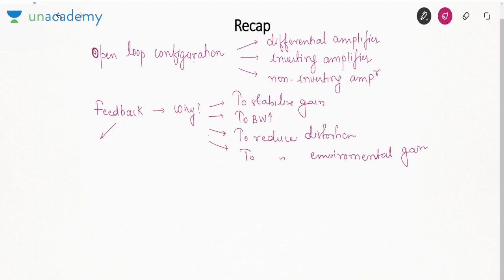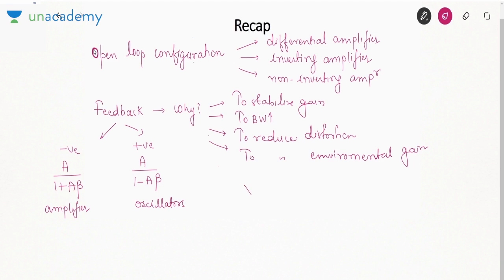We saw that there are two types of feedback. One was negative feedback, other was positive. Negative feedback was when we were connecting feedback at the inverting terminal, and positive feedback when feedback is connected at the non-inverting terminal. In negative feedback, the gain became A by 1 plus A beta. In positive feedback, it became A by 1 minus A beta. I told you this will be used in case of amplifiers, and this will be used in case of oscillators.